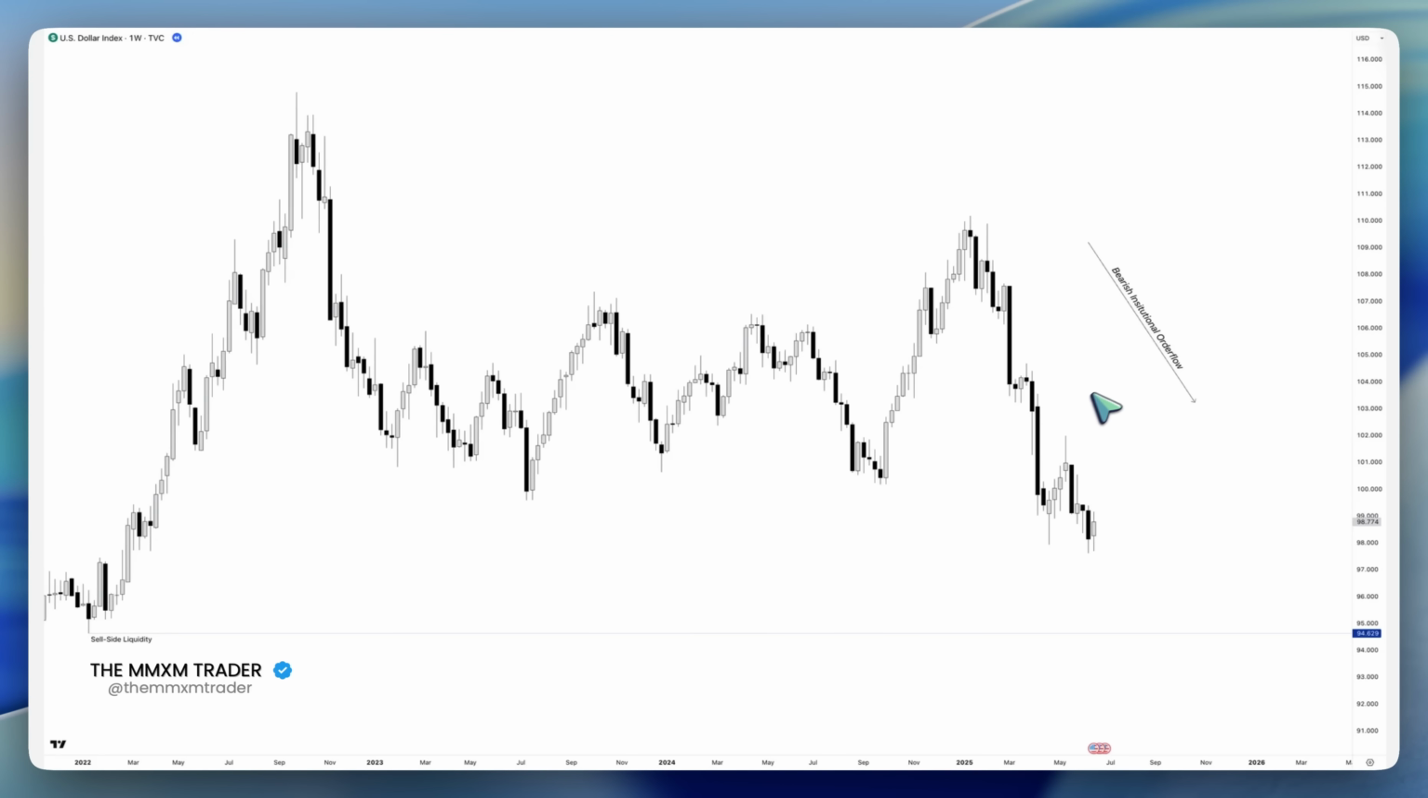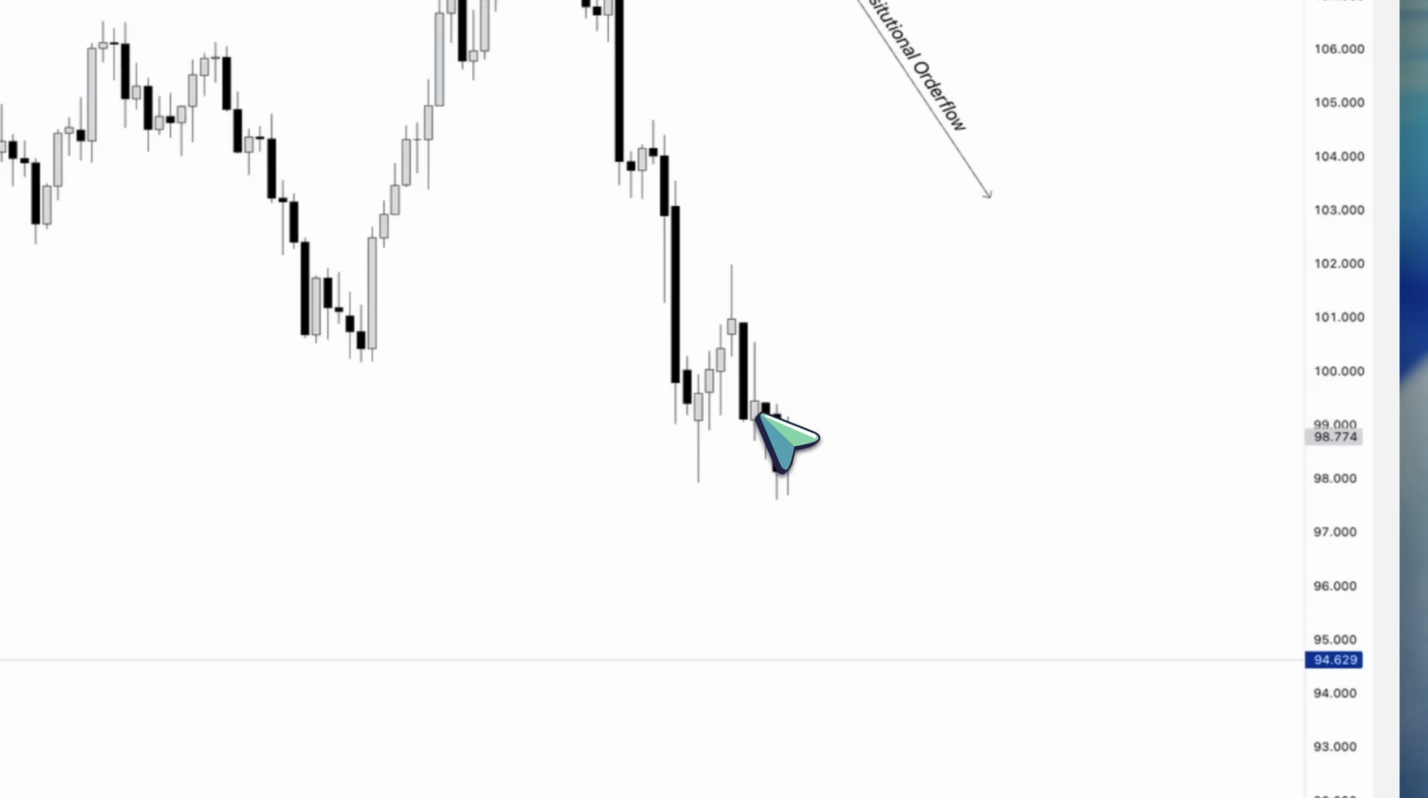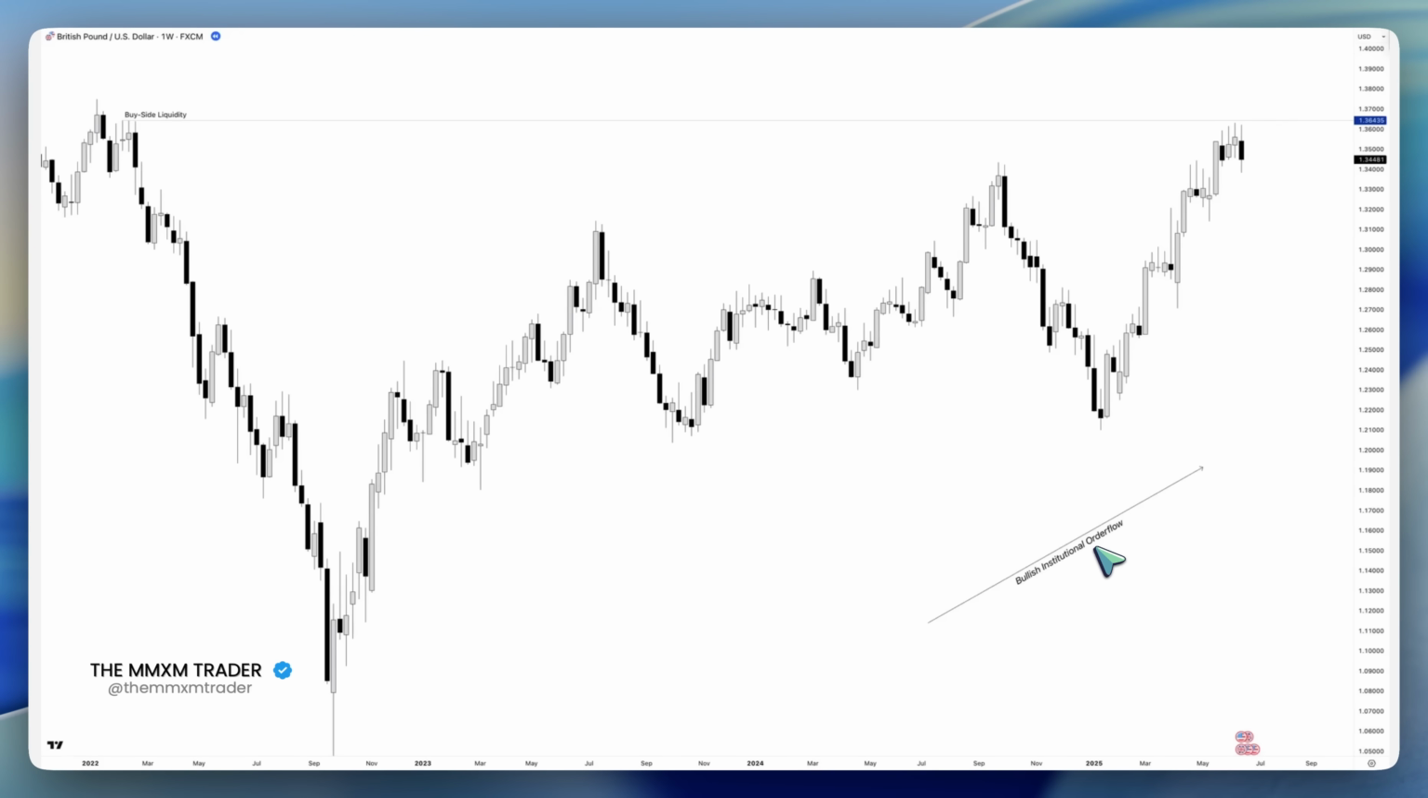Okay, first off, starting with the institutional order flow. So you can see the market has been very bearish on the dollar, right? And the trend is your friend. Okay, so we're sticking with the bearish price action on dollar. The high time frame is bearish. We've traded up into an order block that you can see here, and we're looking for lower prices.